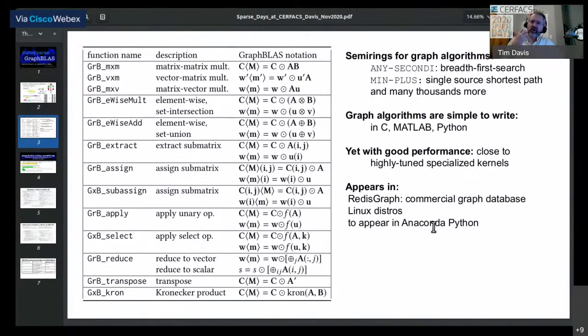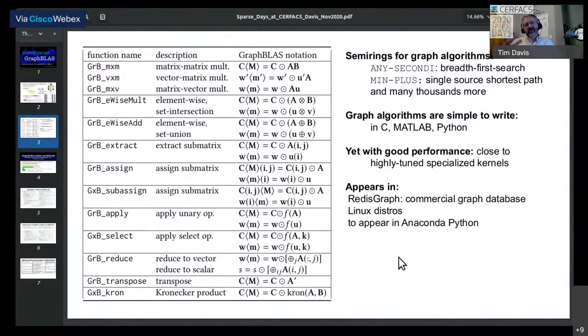Graph algorithms are mostly simple to write in GraphBLAS via its C, MATLAB, or Python interfaces, and I'll give you examples of those. And yet it has performance that rivals specialized, highly tuned parallel kernels, which only a handful of experts, and I'm speaking to a lot of them, can write. This already appears in commercial products. It has a large and growing community behind it: NVIDIA, Intel, Redis Labs, IBM, MIT Lincoln Lab, many others. I mentioned EMU Technologies is working on theirs as well.